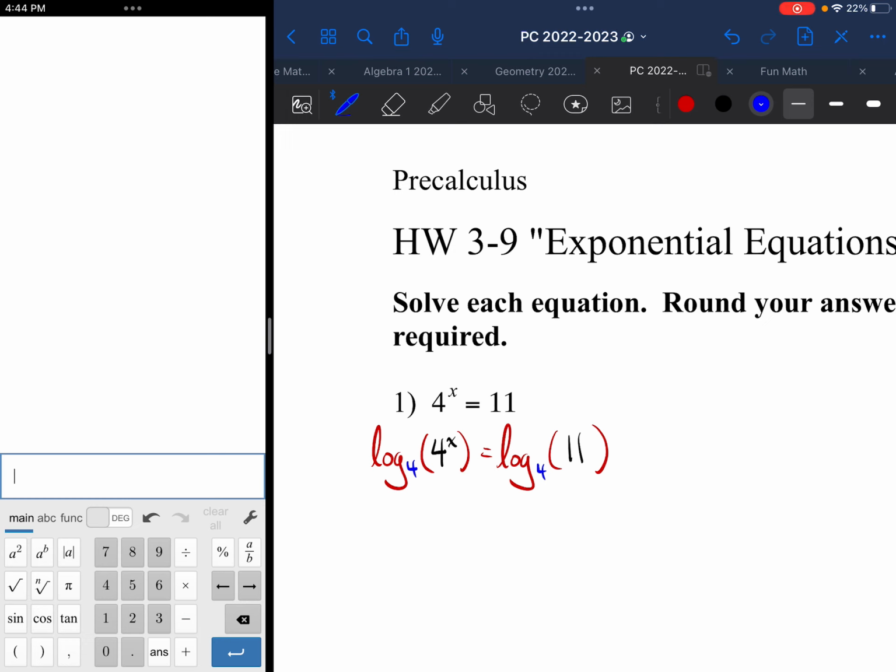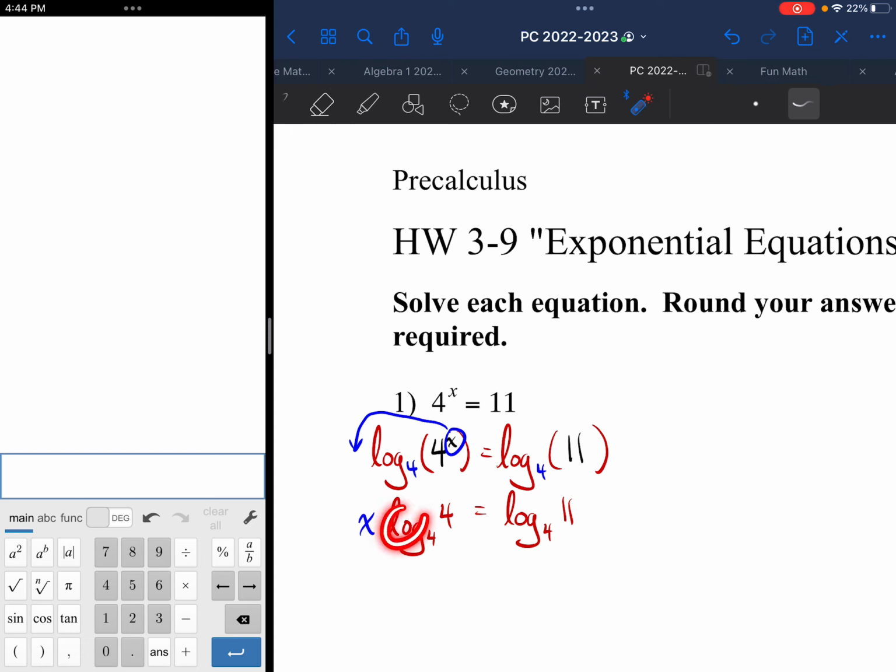But the idea here is that this x is going to come down in front. So I'm now going to have x times log base 4 of 4. And then on this side, it's still going to be log base 4 of 11. And again, you think of the log function as what power does 4 need to be raised to get 4? Well, 4 needs to be raised to the power of 1 to get 4. So this entire thing evaluates to just 1. And I'll go ahead and cross that off as well.